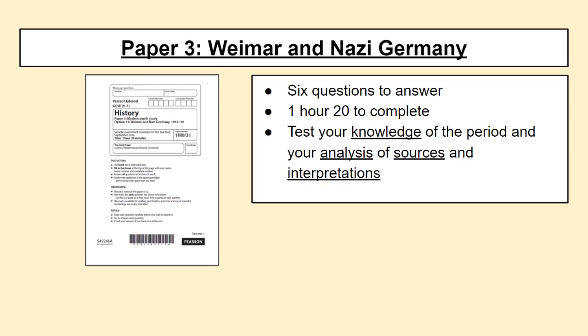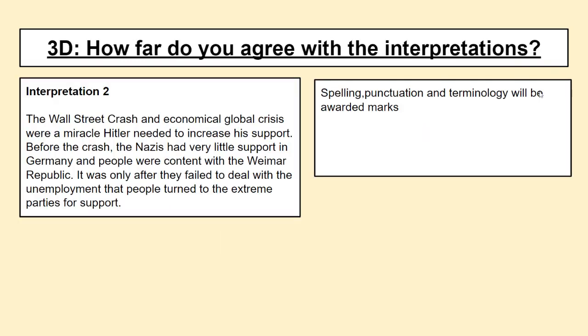Hello, this is the final video looking at how to answer questions on paper 3, Weimar and Nazi Germany. We've looked at 5 of the questions so far. This is looking at the final question, which is question 3D. Question 3D says, how far do you agree with the interpretations?